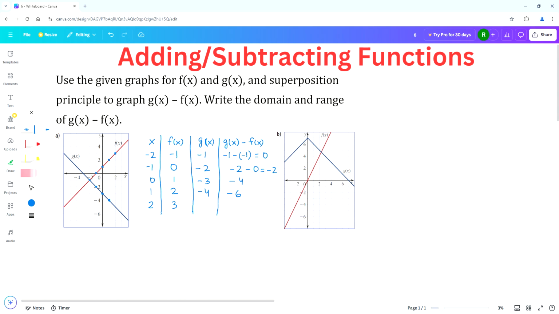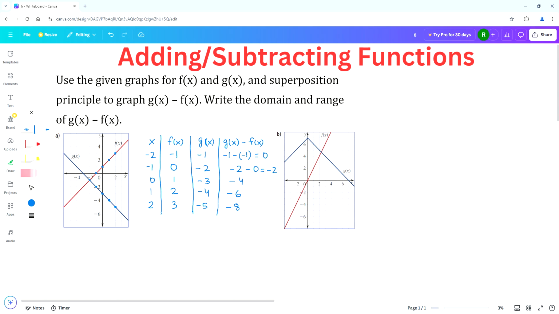At x equals 2, g(x) is equal to -5, this point on the blue line. So at x equals 2, g(x) minus f(x) is equal to -5 minus 3, which is equal to -8.